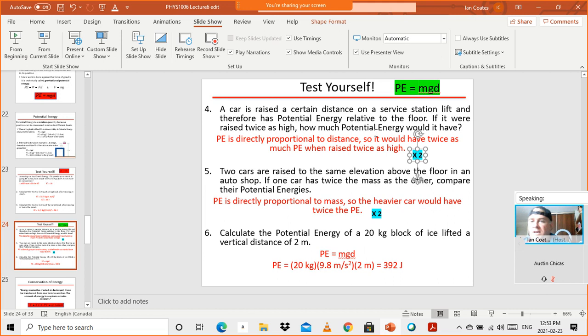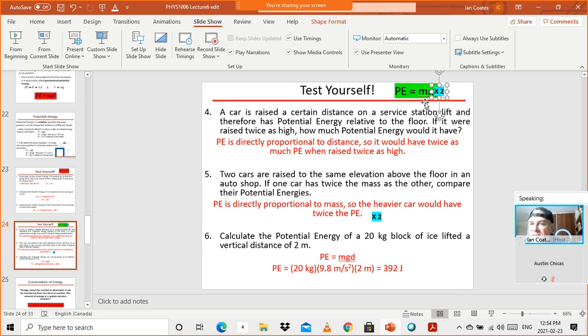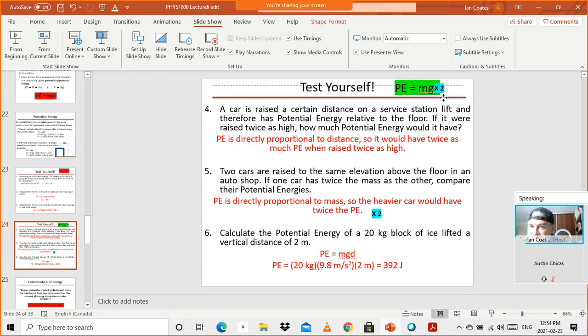Now, because it's been lifted, it now has potential energy, right? If it were raised twice as high, how much potential energy would it have? So my distance, what is that going to do to my answer for potential energy? So you see there, we raised it 5 meters. If we raise it 10 meters now, basically you've doubled all of this. So if you double the distance, you've doubled the potential energy. Okay?